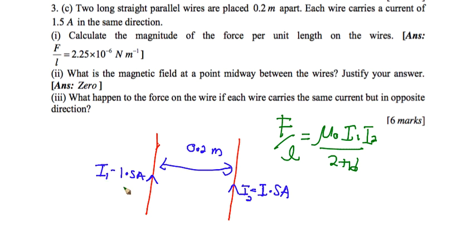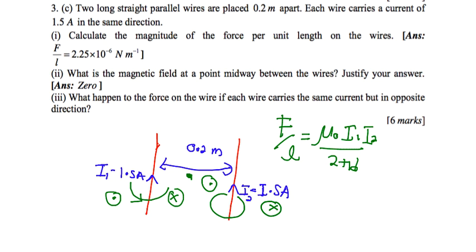So current I1, 1.5 ampere, produces magnetic field B. If you use the right hand, the direction of B is out of the page on this side, and into the page on this side. The same applies with the right hand for the second wire: the direction of B is out of the page here and into the page on this part. So at the center here, you have 2B.